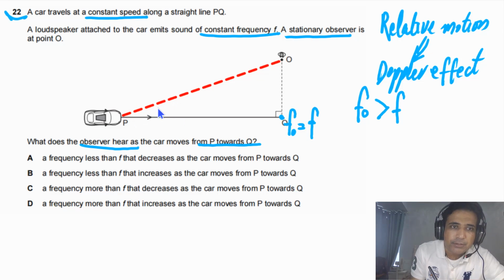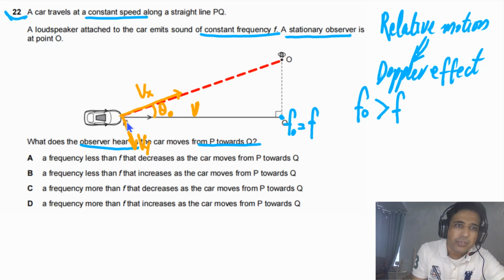Now let's try to answer this question step by step. First of all, we will assume this angle is theta naught. Then this speed is v, meaning this velocity is v. We can resolve this velocity into two components. This component is Vx, and the perpendicular component, let's say this is Vy. The angle between Vx and Vy has to be 90 degrees.